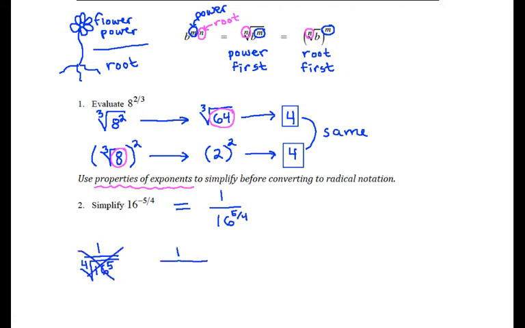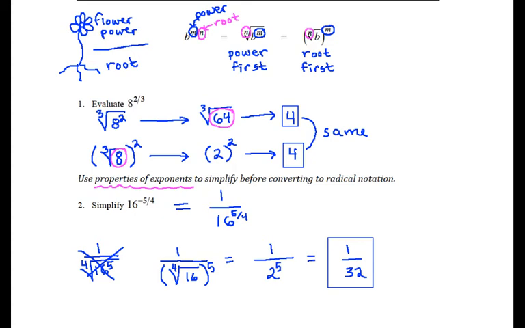1 over, the other way is instead of taking the power first, we take the root first, meaning I write this as the fourth root of 16, and then I raise it to the power 5. Doing it this way makes it very easy. The fourth root of 16 I recognize as 2, because 2 to the power 4 gets me 16. Now all I have to do is raise 2 to the power 5, which is 32, and I'm done.